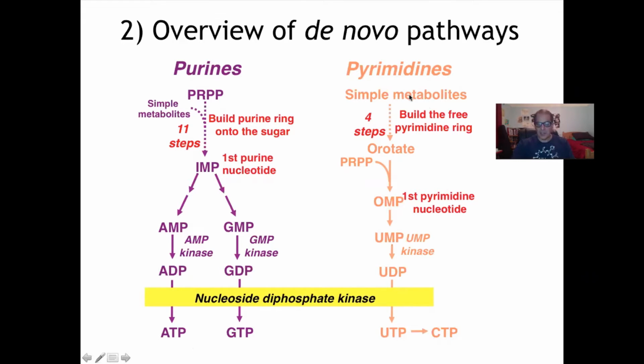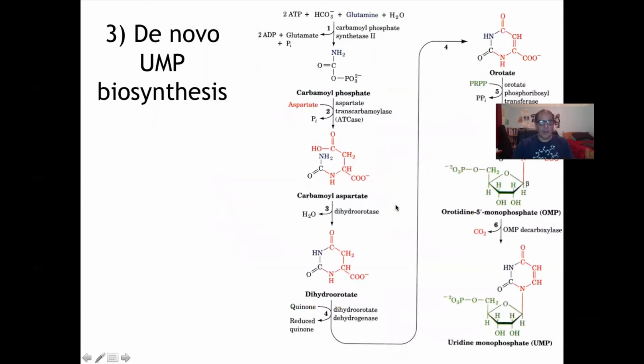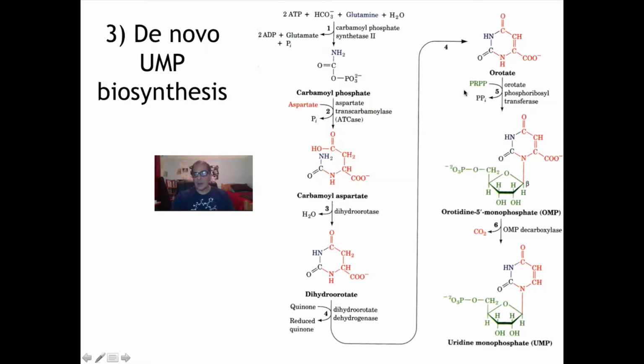Okay, so let's look at this pathway in a little bit more detail, the pathway from simple metabolites to UMP. And so here is that pathway. We start out, as I said, with simple metabolites like glutamate, aspartate, and bicarbonate, and we assemble them together to form a pyrimidine derivative, namely orotate. Orotate looks just like uracil, except it has this extra carboxylate group here.